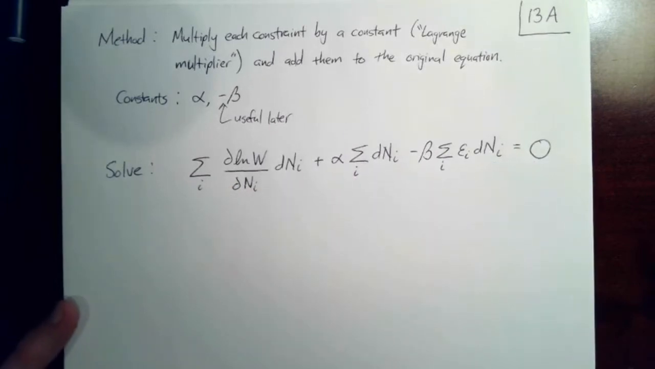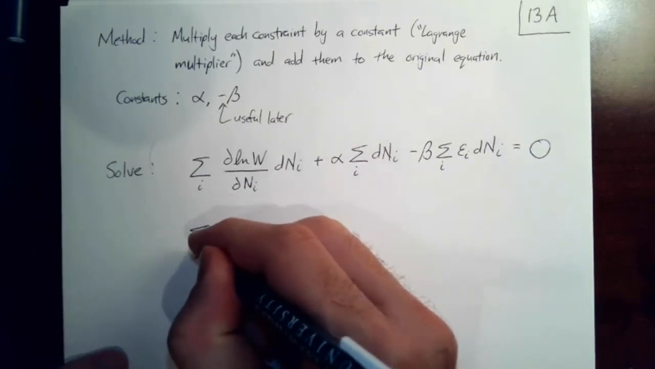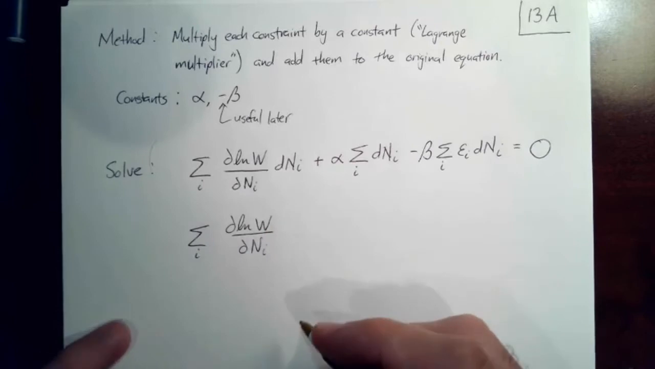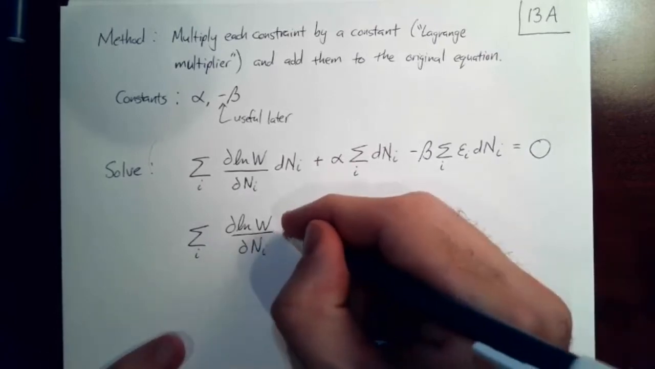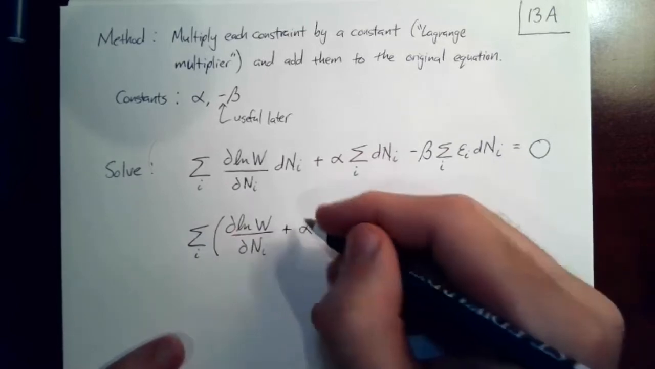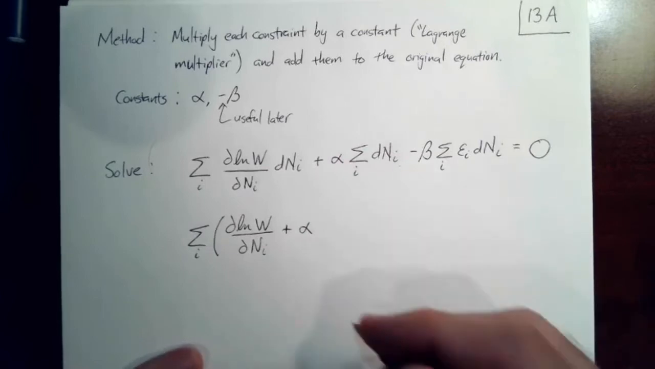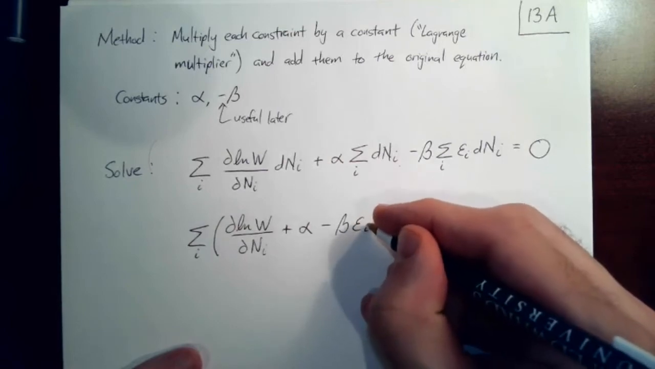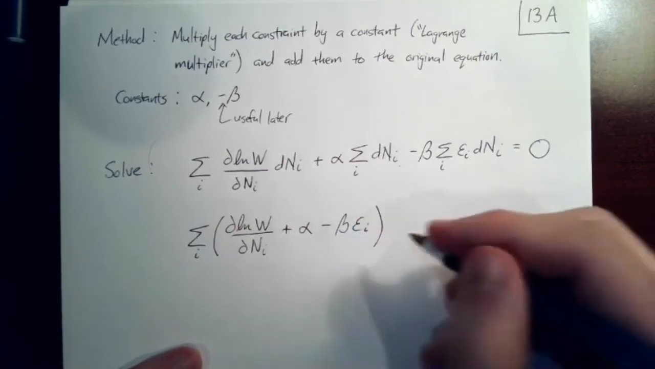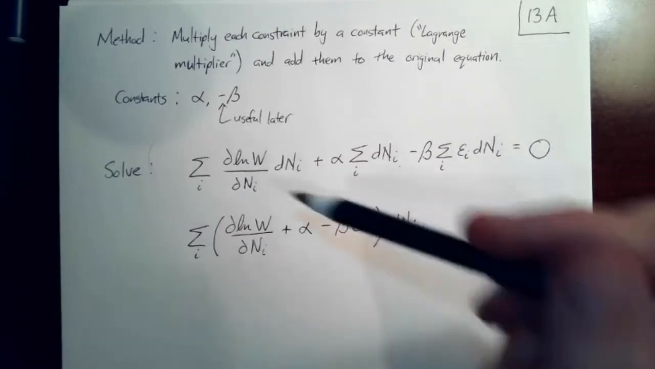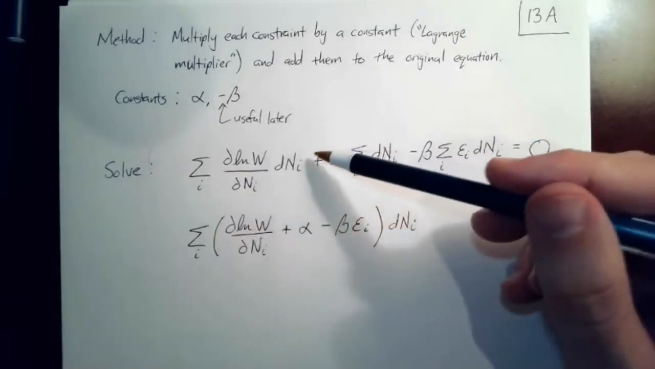So I'm going to combine all of these sums. So I have the sum of this times dni plus, this is all inside the sum, alpha times dni minus beta times the energy of state i, all of this times dni, and that's all inside the sum. So I took these three sums, combined them into one sum, and factored out the dni.